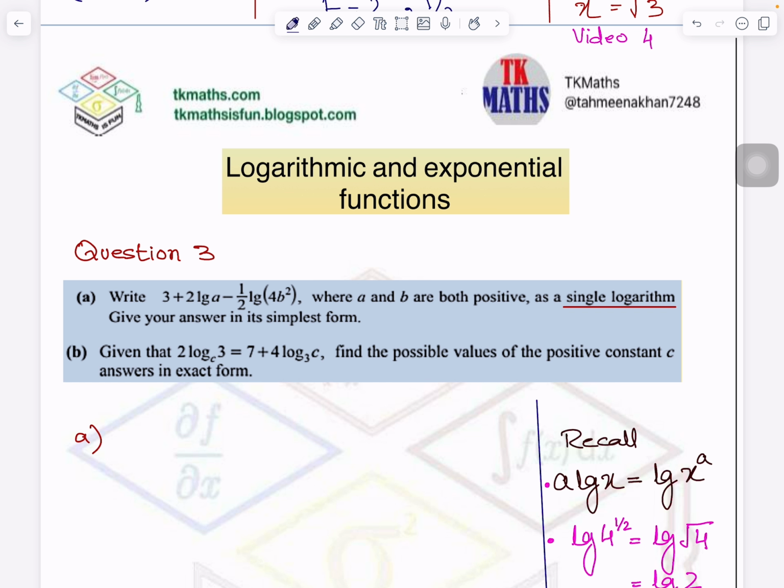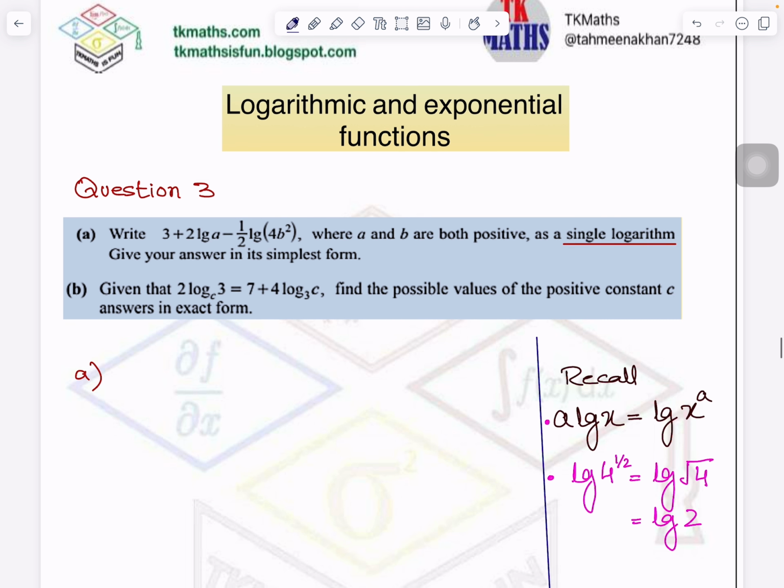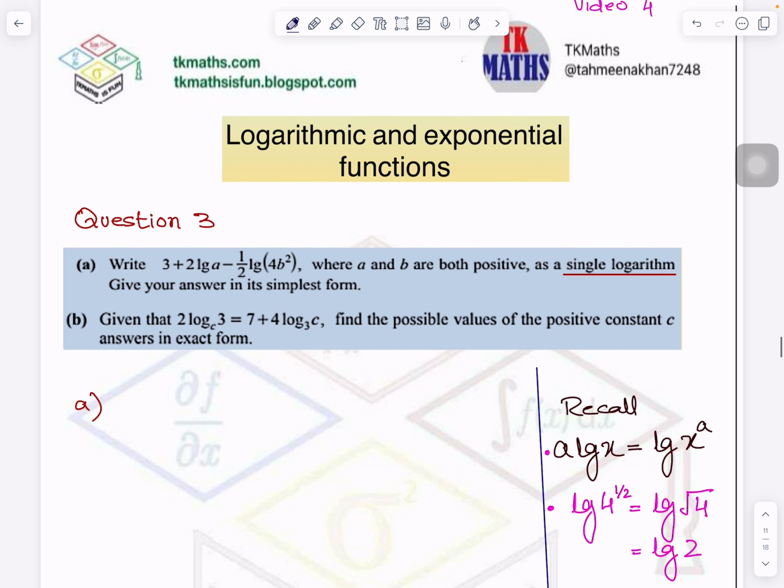In today's video, we will continue solving equations on logarithmic functions. This is a part of the ADMAS syllabus as well as of A-level mathematics. This is video number 4. The link of the other videos is in the description below. So let's start solving this question.